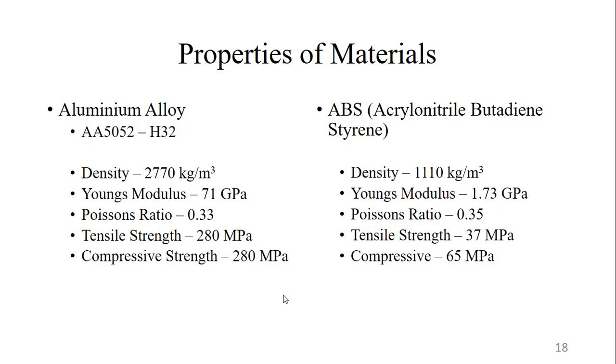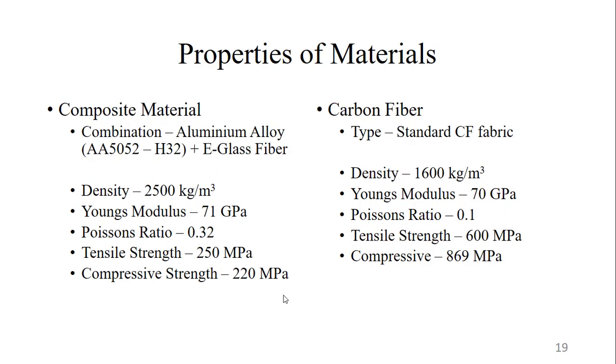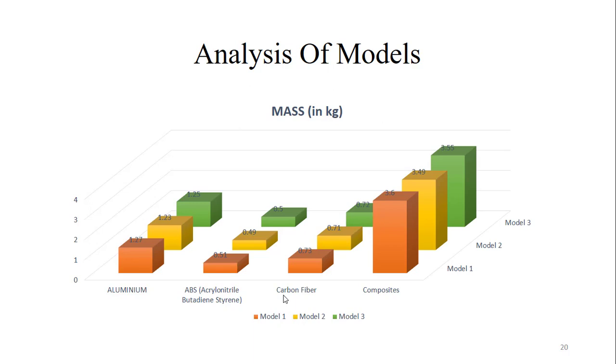Also, these are the materials that we have used for analysis: aluminum alloy AA5052H32, ABS, and composite materials and carbon fibers. These are the analyses. In this we can see that the least mass is for model number 2, but model number 3 also comes close by if we round off model number 2.